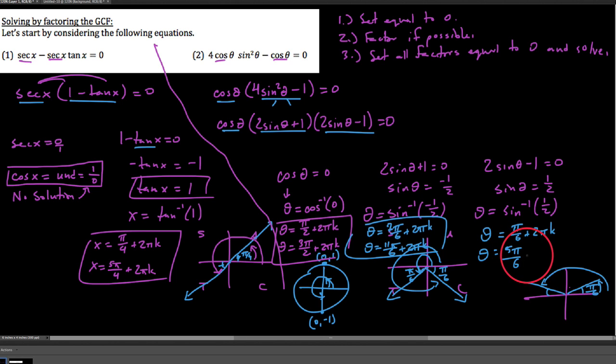So look for a greatest common factor, get it set equal to 0, look for a greatest common factor if you can, and set your factors equal to 0 and solve.